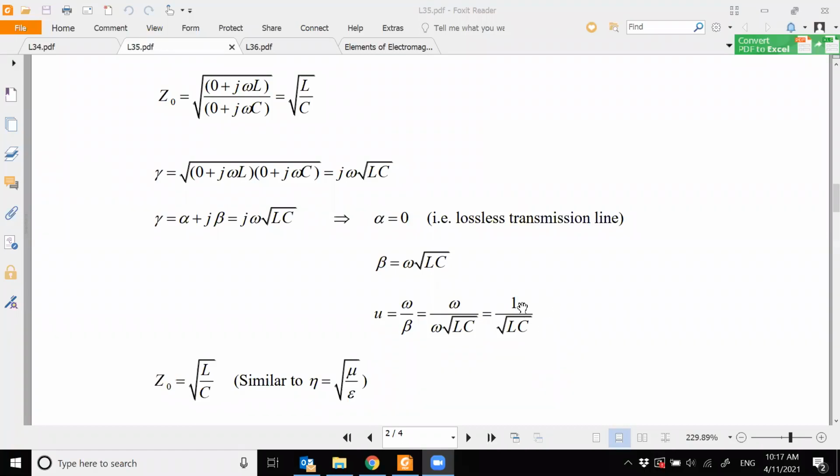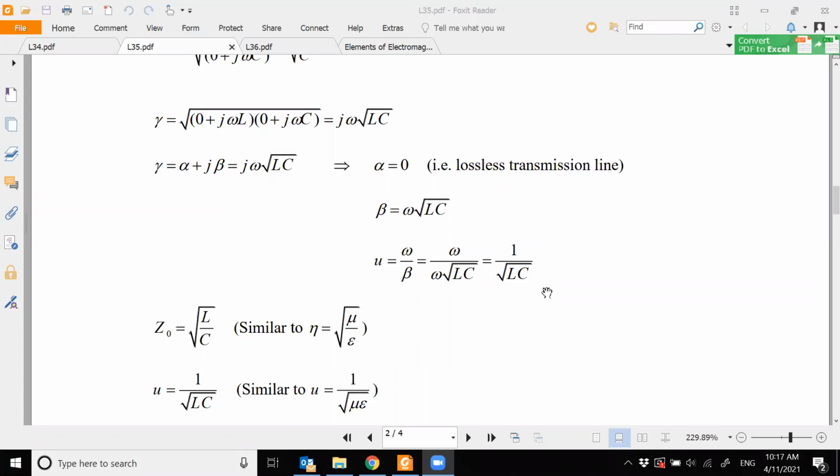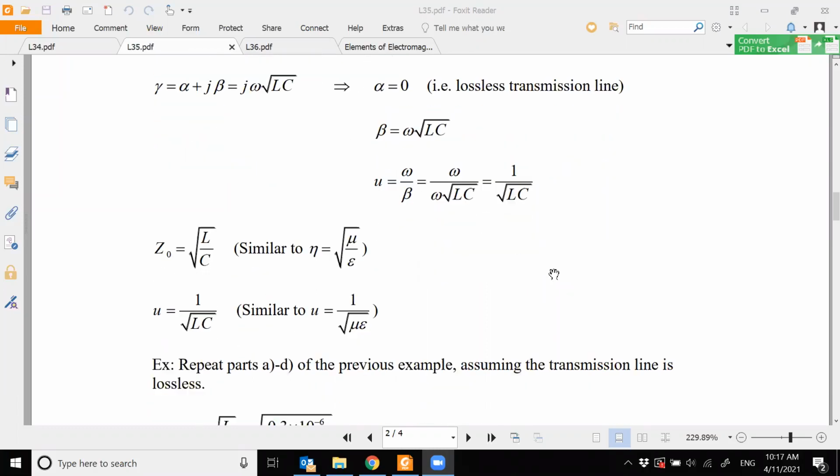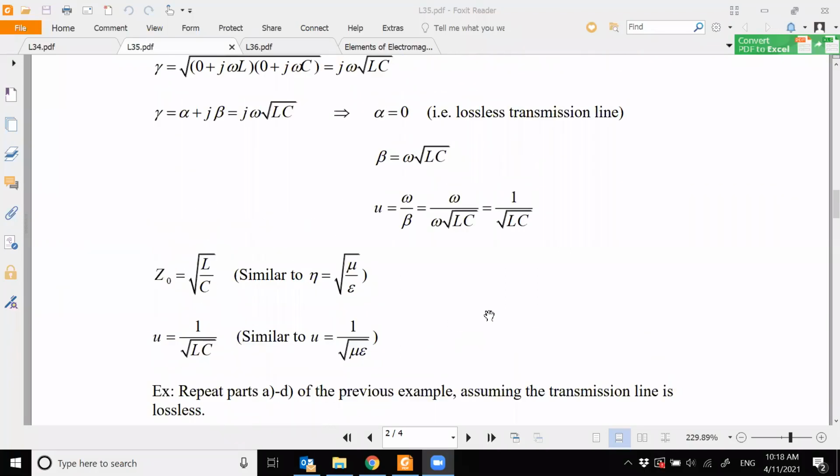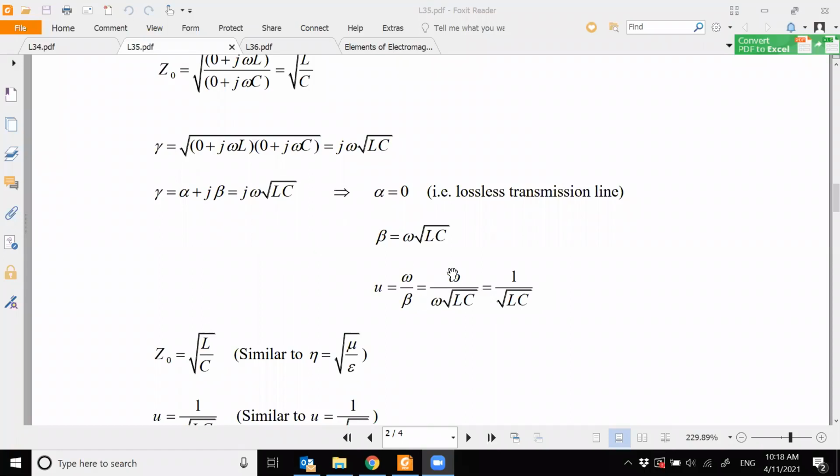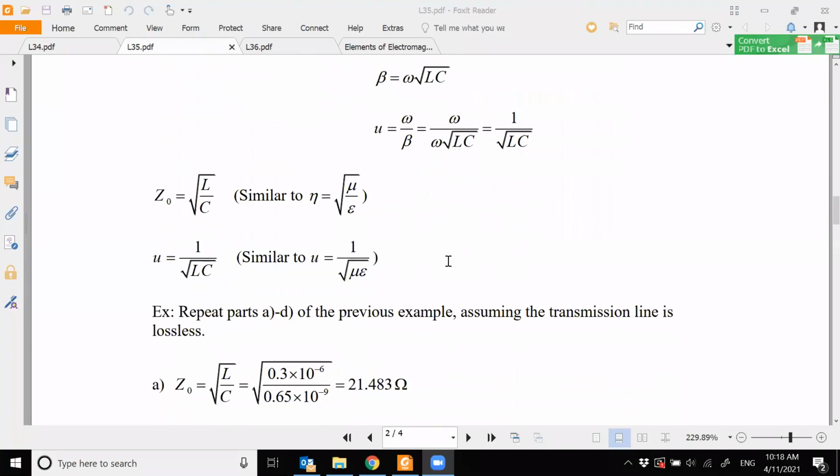And if we compare these expressions with our lossless TEM transmission, my characteristic impedance becomes root of L over C, which is very similar to eta, which is root of mu over epsilon. Then my phase velocity U becomes 1 over root of LC, which is very similar to the TEM wave in the lossless case, 1 over root of mu epsilon. Okay, so these are the simplified expressions for the lossless case.